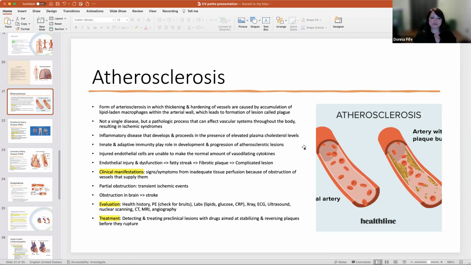Evaluation, we want to do a health history on the patient, a physical exam, check for bruits in those blood vessels, look at the labs, what are the lipids, the glucose, the CRP, can do an X-ray, EKG or ECG, ultrasound, nuclear scanning, CT, MRI, or angiography can all be done to detect atherosclerosis. Treatment, detecting and treating preclinical lesions with drugs aimed at stabilizing and reversing plaques before they rupture. We want to treat this before it becomes a big problem.